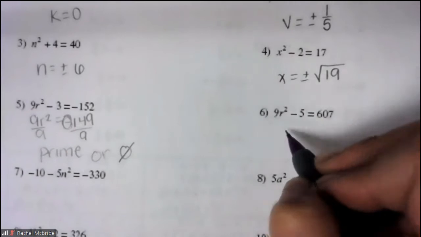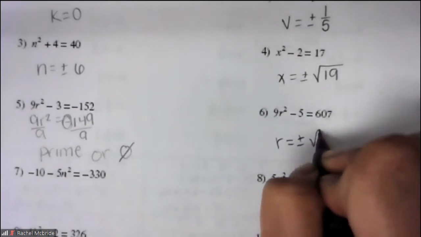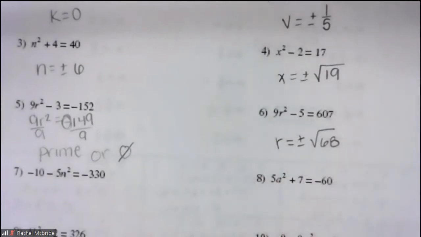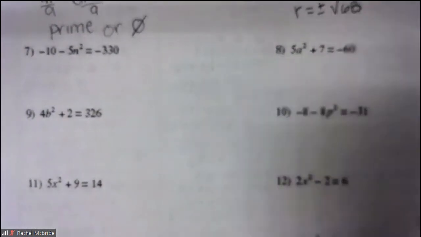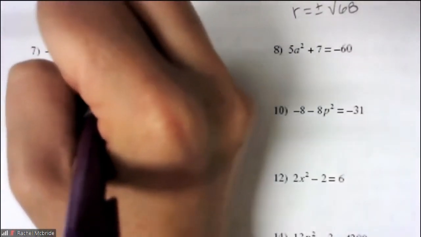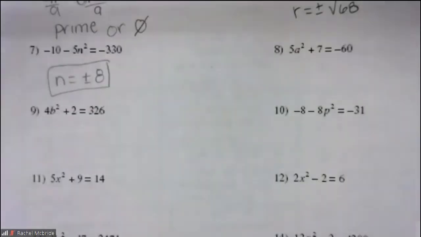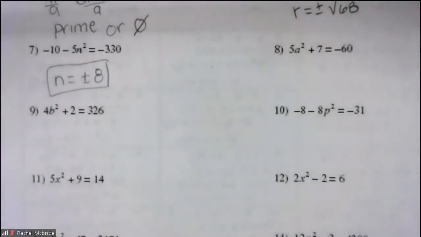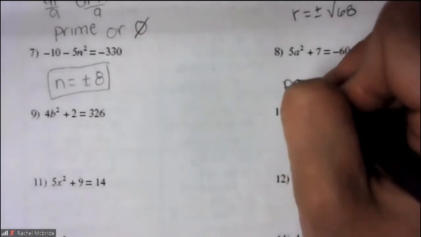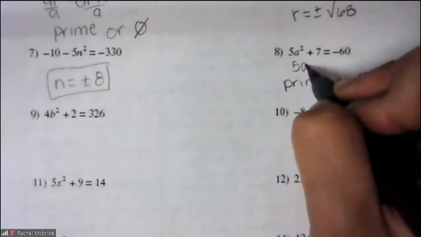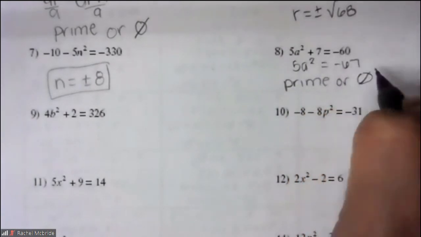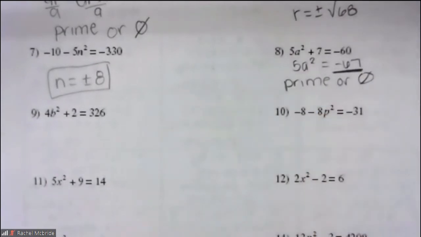Number 6, you should have had r equals plus or minus the square root of 68. Number 7 was a perfect square, so you got plus or minus 8. Number 8 was also "prime" or "no solution" because it was equal to a negative number. You had 5a squared equals negative 67. The minute you have this equal to a negative and you can't get rid of it, it's prime or no solution.